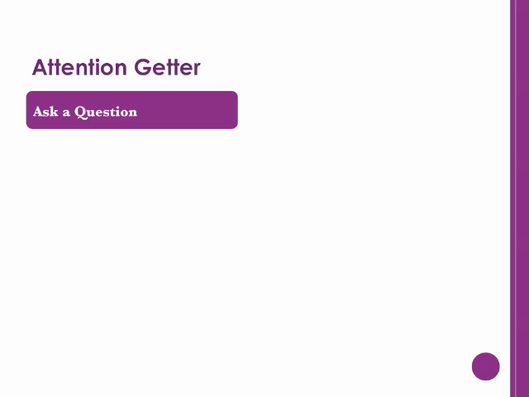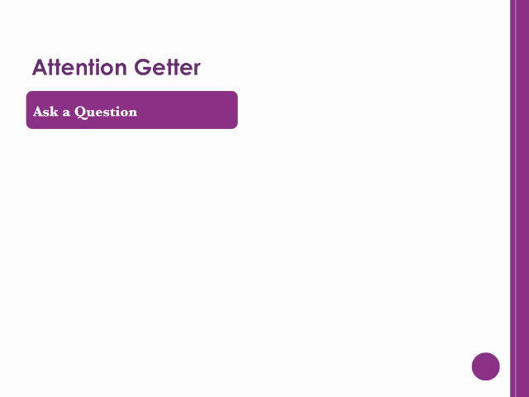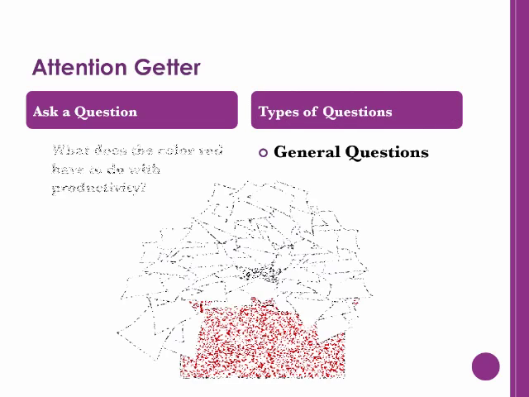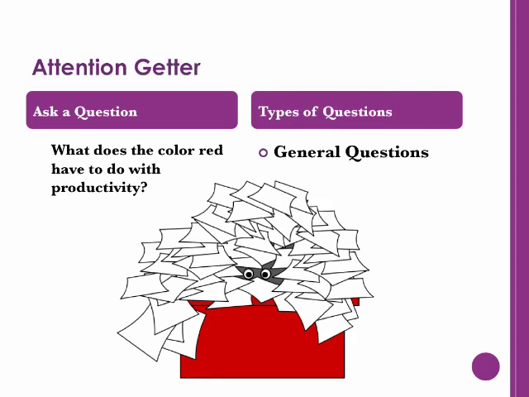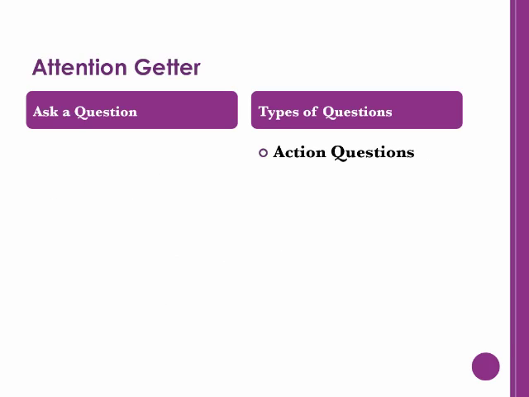Another attention-getting technique is to ask a question. Not only is this the easiest attention-getting technique, it is also the most common. There are 3 different types of questions you can ask. One type of question is a general question, such as, what does the color red have to do with productivity? The second type of question is an action question, where you ask the audience to participate or for a response.